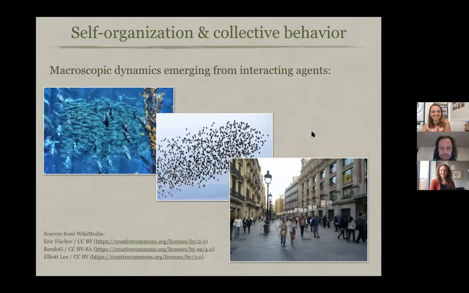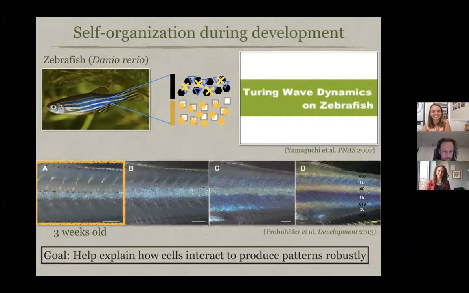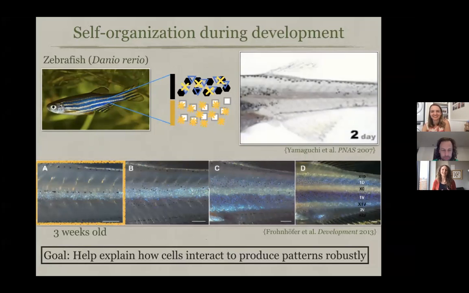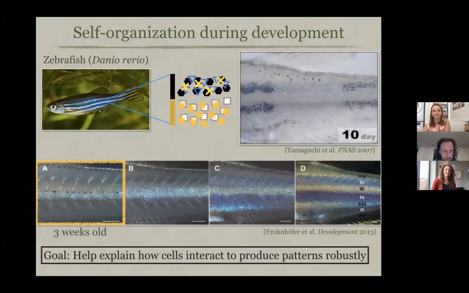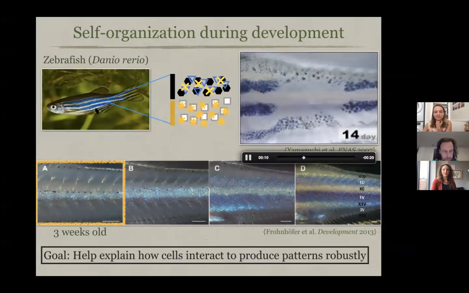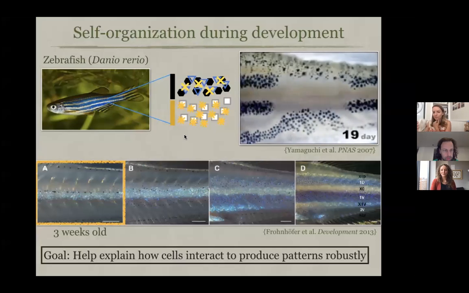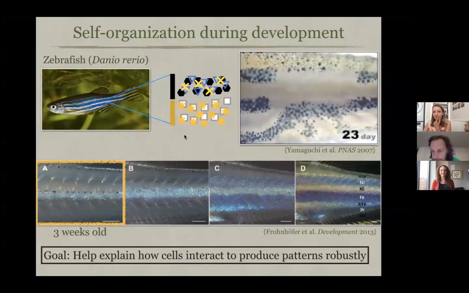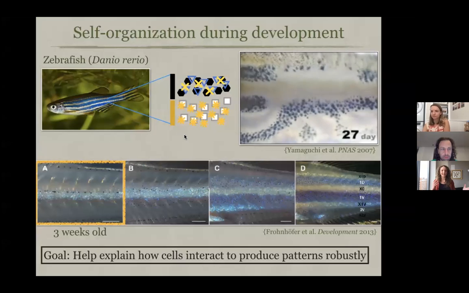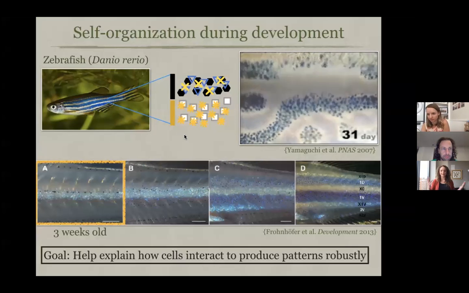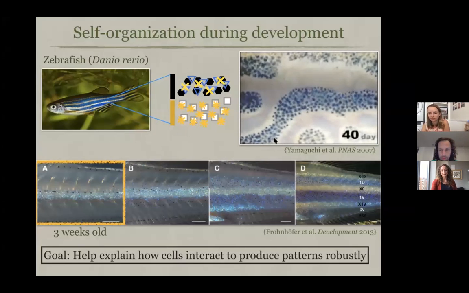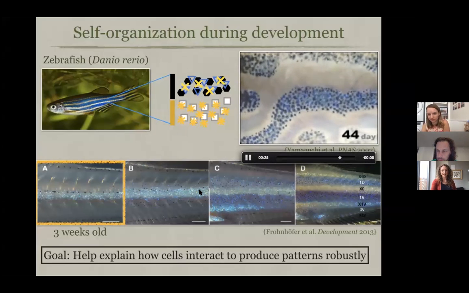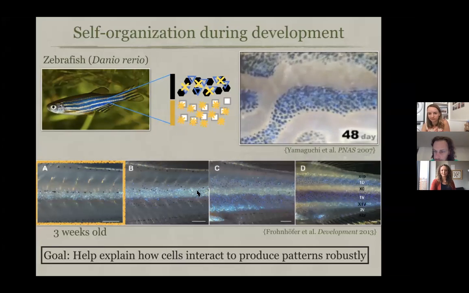But self-organization also occurs at smaller scales, and this is where most of my work has focused. So I study this fish here. This is zebrafish, or Danio rerio. And what is really cool about zebrafish is that those patterns form because many different colors of cells self-organize to create the patterns. That's what you're seeing in this movie here and in the timeline at the bottom of the page.